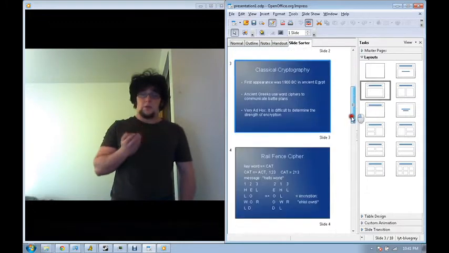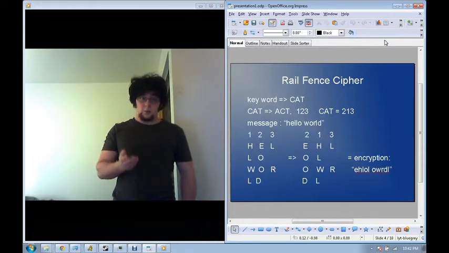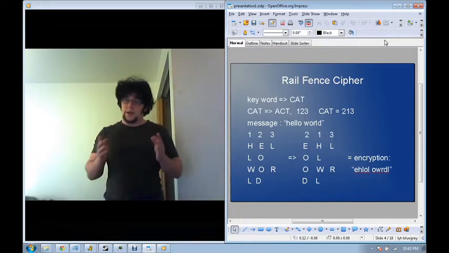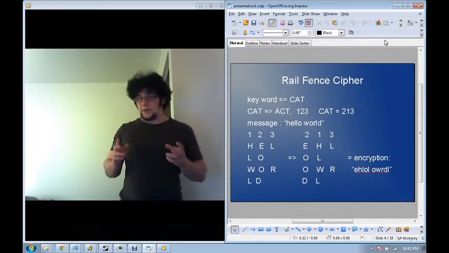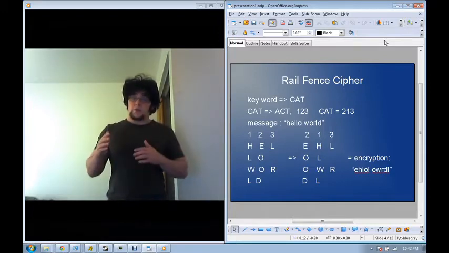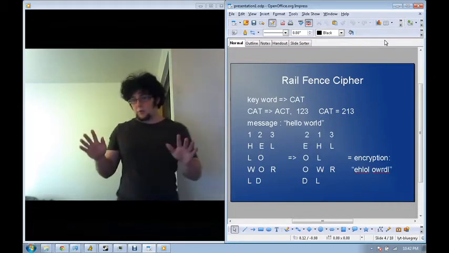Here we have an example of one type of cipher that was used back then. This is a rail-fence cipher, which is a type of word cipher. A word cipher is any kind of algorithmic way of scrambling up the letters in a message. So I have an example right here. It usually involved some kind of key or algorithm that both parties would have.